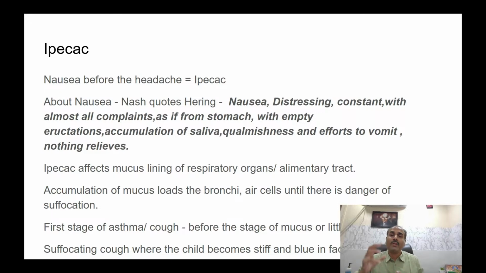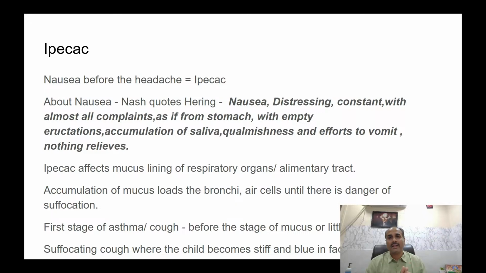So you have to understand these words, that there is danger of suffocation. The patient is not suffocated, like we see in Antimonium tartaricum, like we see in opium, but there is danger of suffocation. So what happens if there is danger of suffocation? There will be spasm. And this is the phase of the first stage of all coughs and the first stage of asthma.